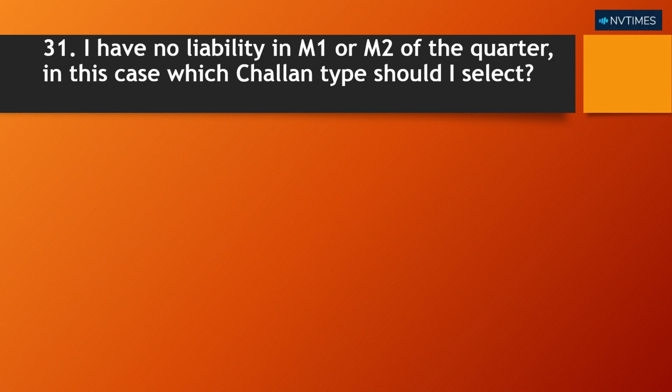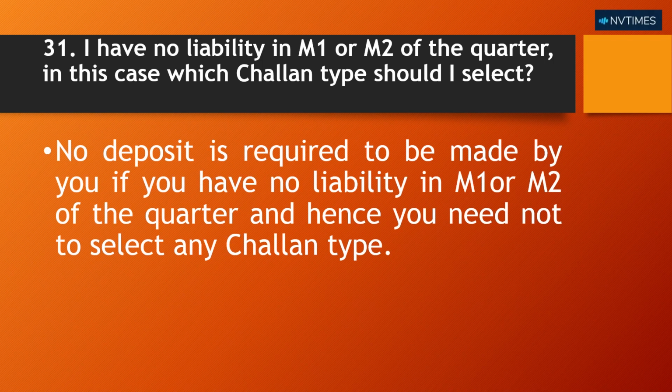I have no liability in M1 or M2 of the quarter. In this case, which challan type should I select? No deposit is required to be made by you if you have no liability in M1 or M2 of the quarter, and hence you need not select any challan type.